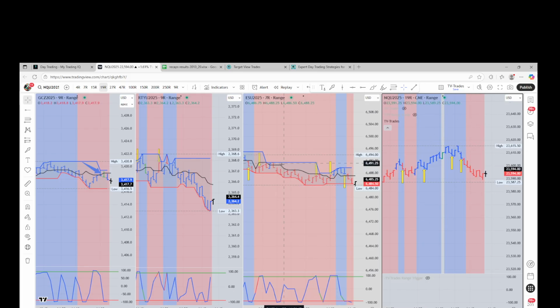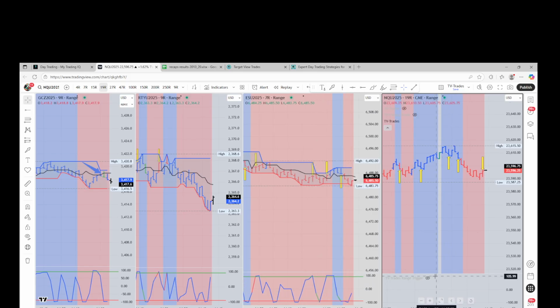Right, you see this stuff here, the midpoint, the outer bands, and the midpoint. That's all part of the TV Trades range trigger. Basically, the reason it's part of the TV Trades range trigger is because its location is determined based upon price action and the range trigger together. It's a combination of the two that determines where all this stuff is going.